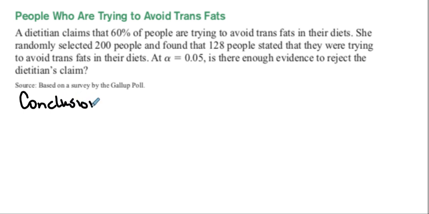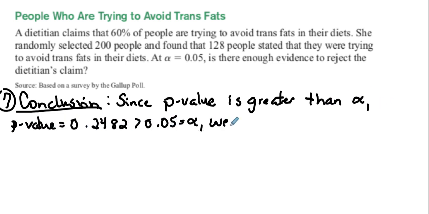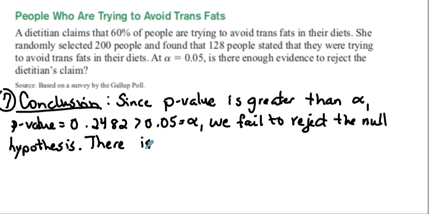Conclusion must be written in complete sentences, and it must include information about p-value, about if you reject or fail to reject the null hypothesis, and how you came to that decision. So here's a good example of a conclusion that you can write. Since p-value is greater than alpha, p-value equals 0.2482, which is greater than 0.025, which equals alpha, we fail to reject the null hypothesis.